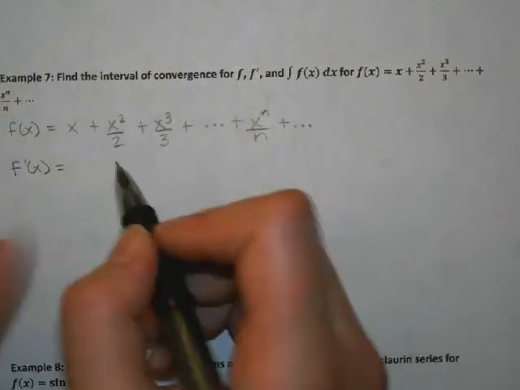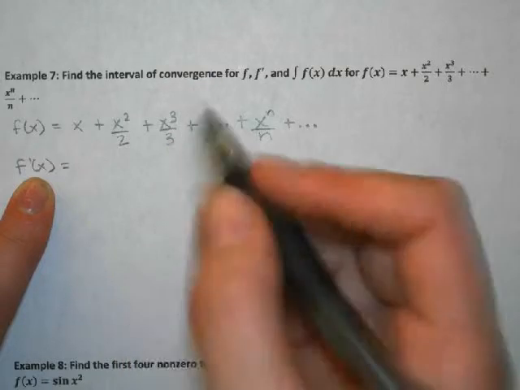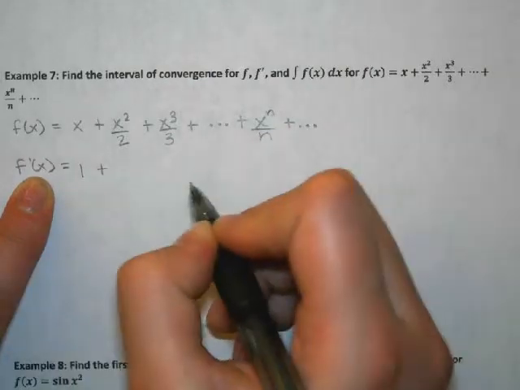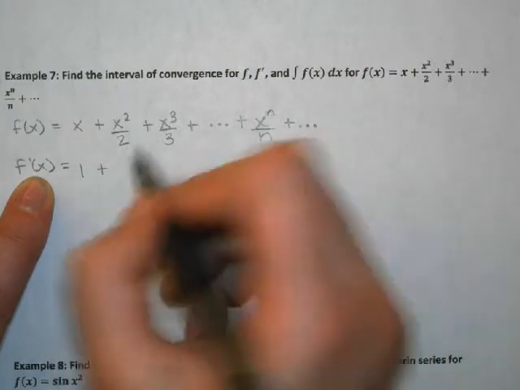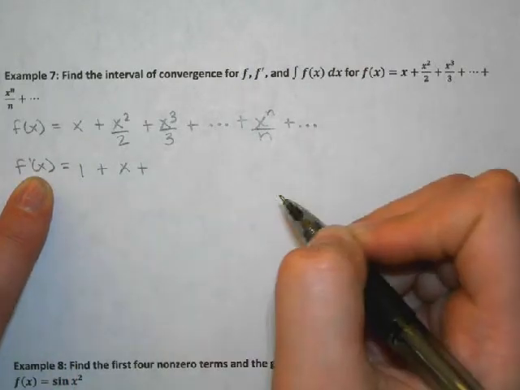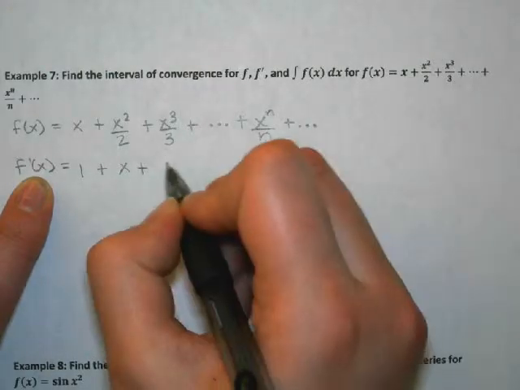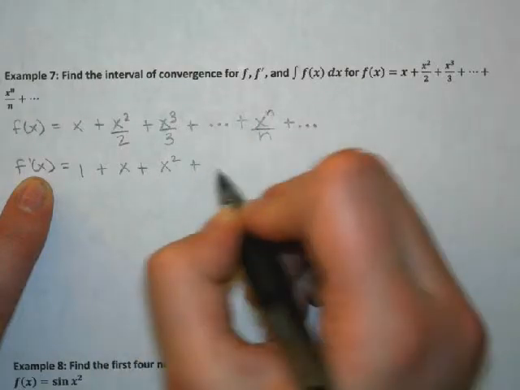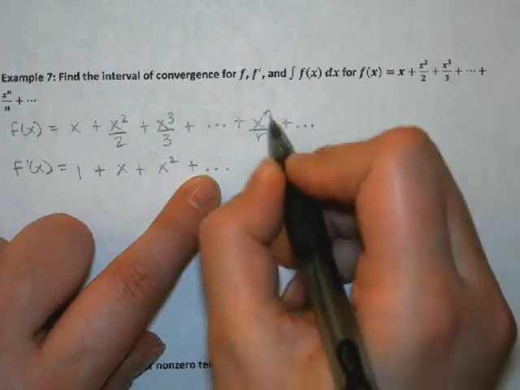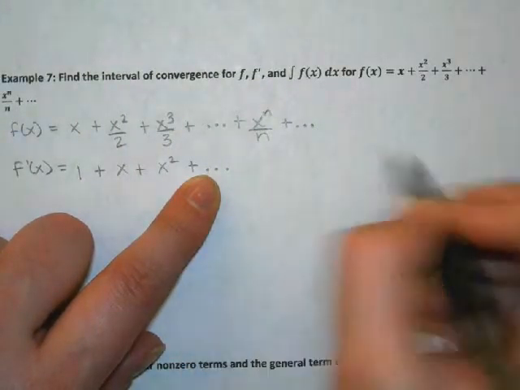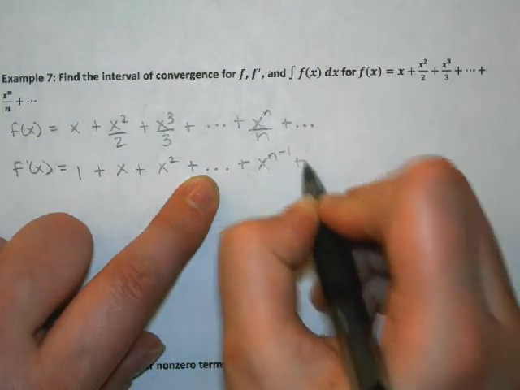Okay, so what's the derivative of this one? 1. Yeah, so it'd be 2x divided by 2, which is just x. 3x squared divided by 3 would just be x squared. Yep, so n times x to the n minus 1 divided by n would be x to the n minus 1. Okay?